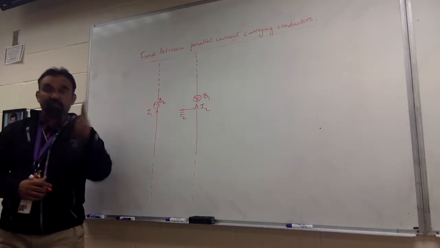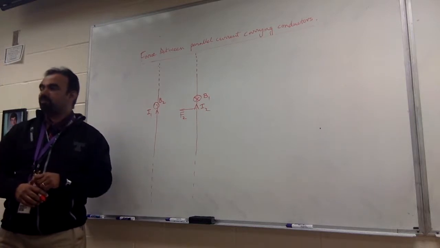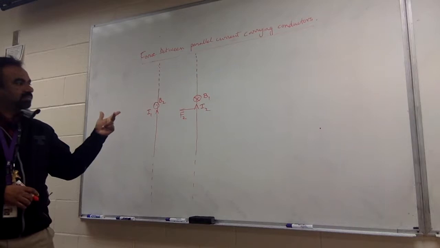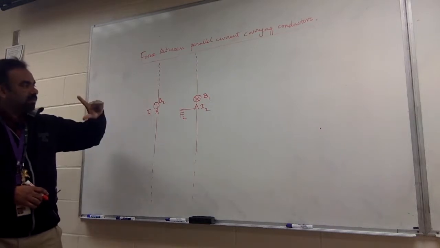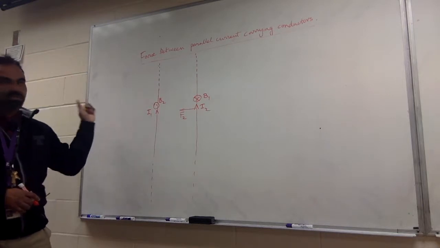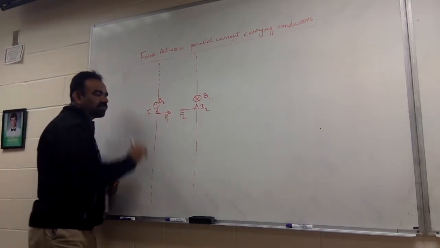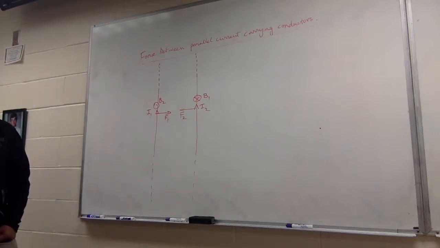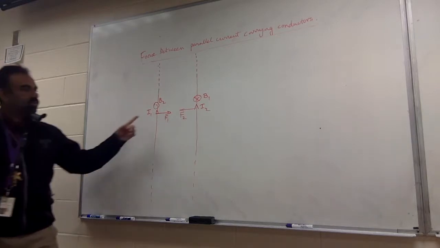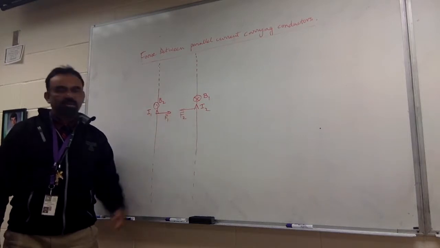Now apply Fleming's left-hand rule on the first wire, and find out which way it will experience the force. Magnetic field is out of the board. Current is up. So which way is the force? So this wire is pulling the other wire, and that wire is pulling this wire.